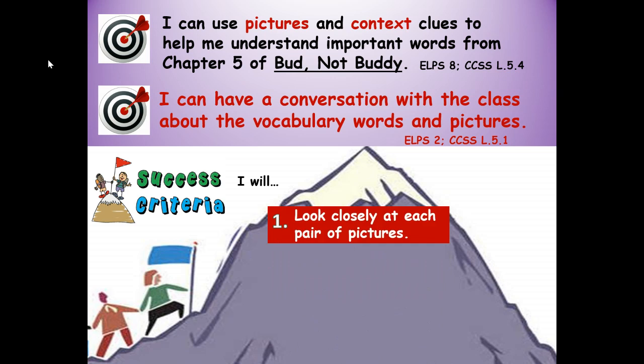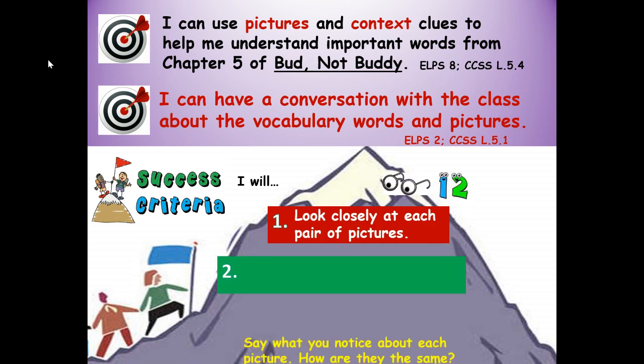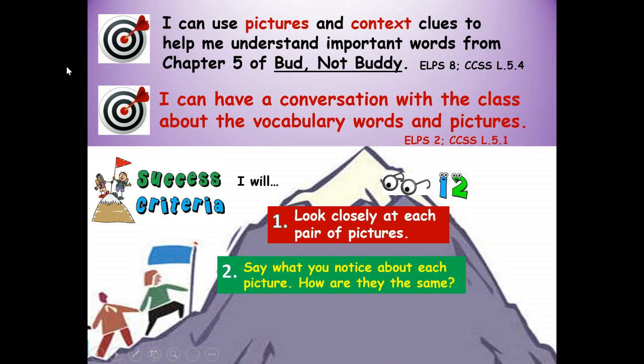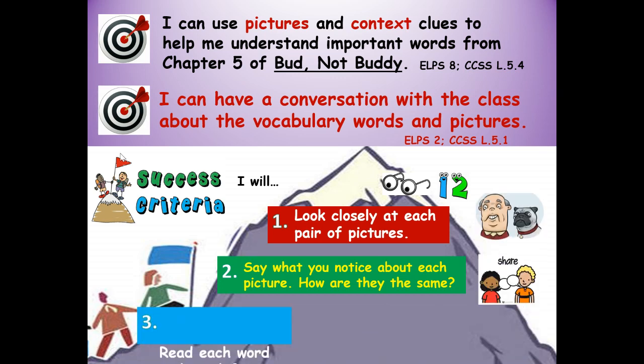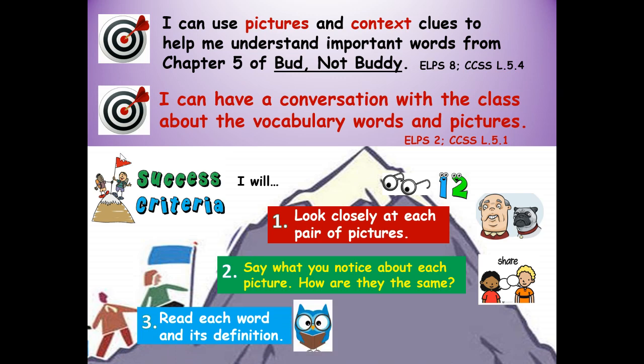I will, number 1, look closely at each pair of pictures. 2, say what you notice about each picture. How are they the same or similar? 3, read each word and its definition. And 4, write each word, a synonym or short definition, and draw a quick sketch.